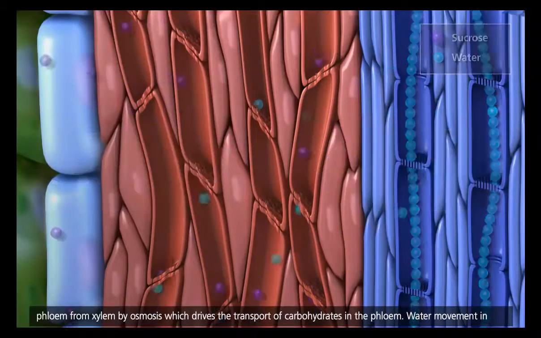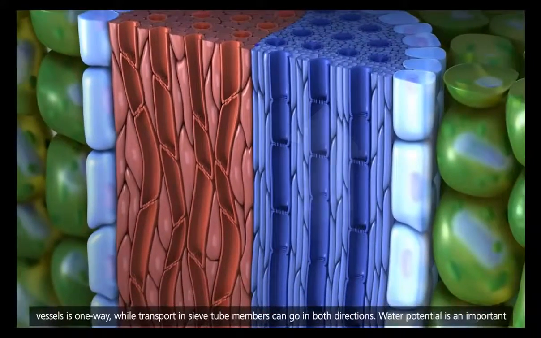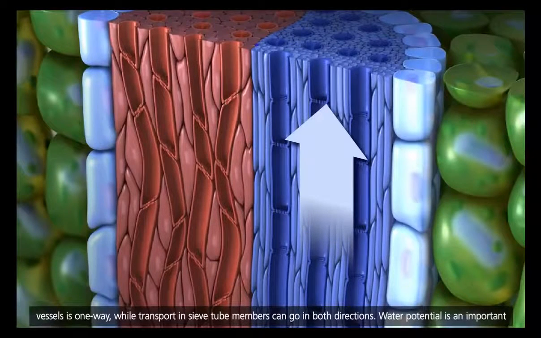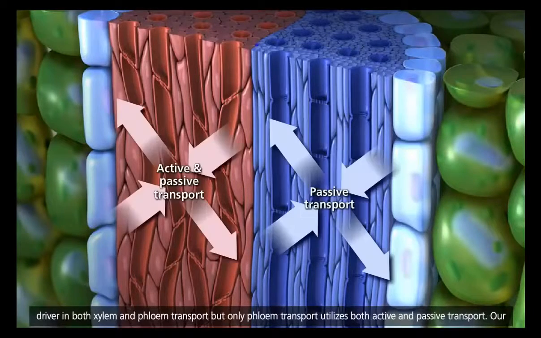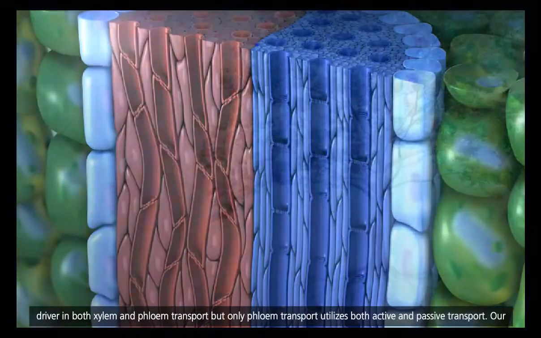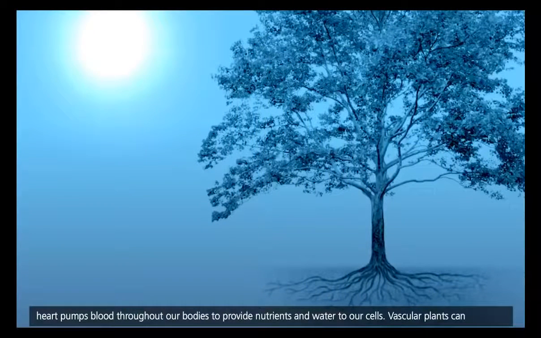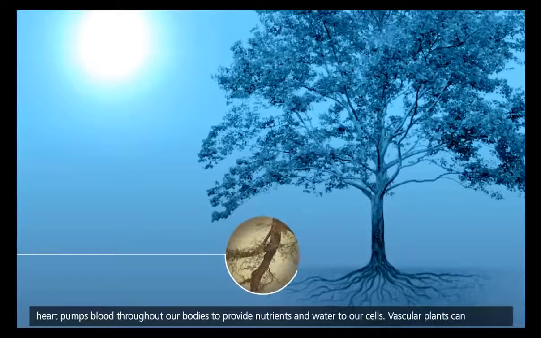carbohydrates in the phloem. Water movement in vessels is one way, while transport in sieve tube members can go in both directions. Water potential is an important driver in both xylem and phloem transport, but only phloem transport utilizes both active and passive transport.